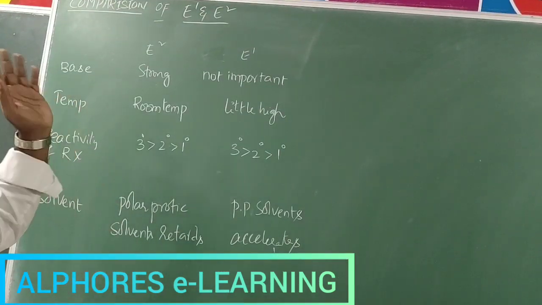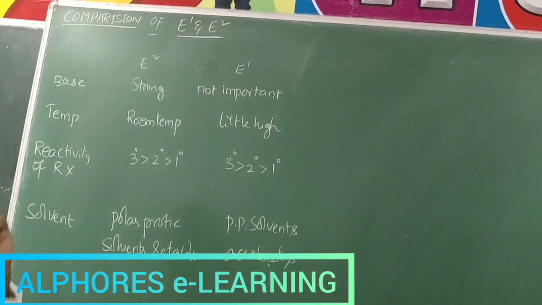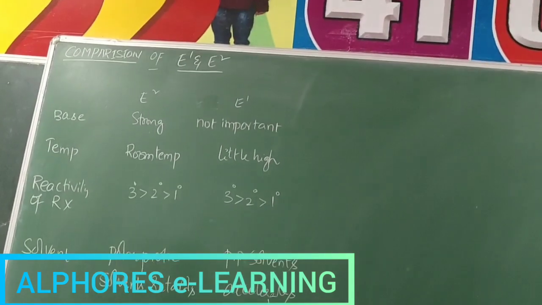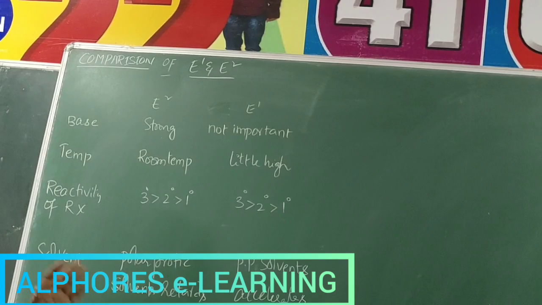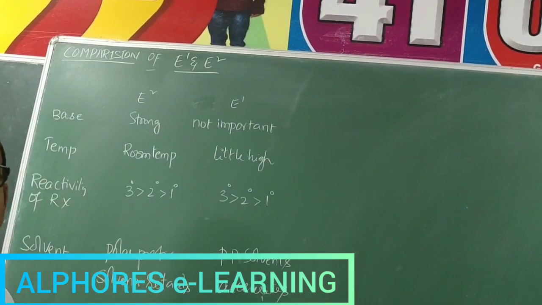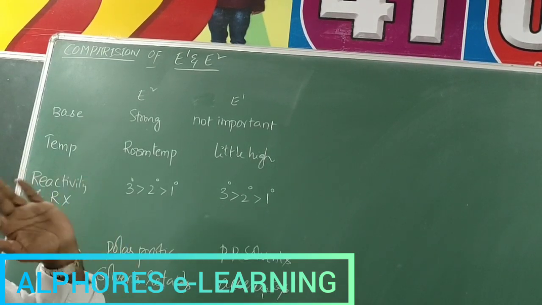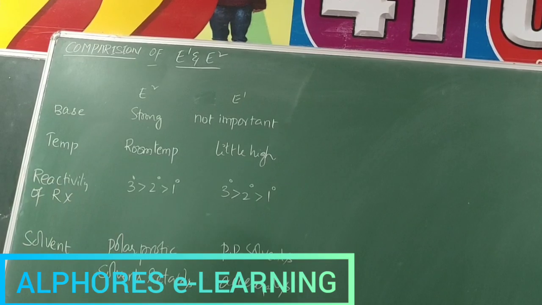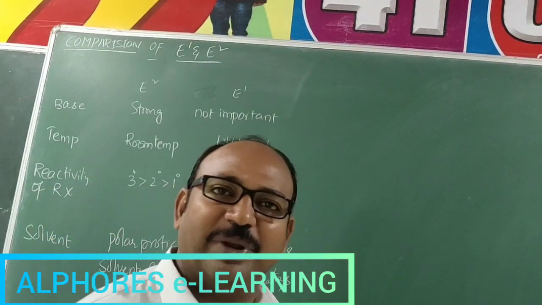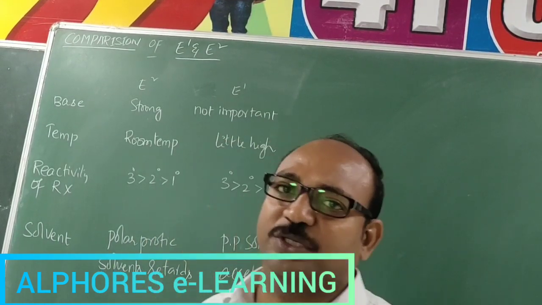Now, comparison of E1 and E2. Earlier we discussed the comparison of E2 and SN2. Here E1 and E2 are both elimination reactions. In previous sessions we already learned that elimination is always endothermic, meaning elimination reactions require high temperature. So at high temperature we get elimination, and at low temperature preferably substitution.